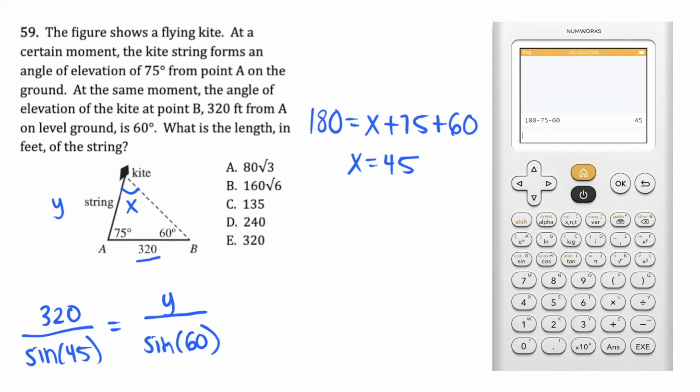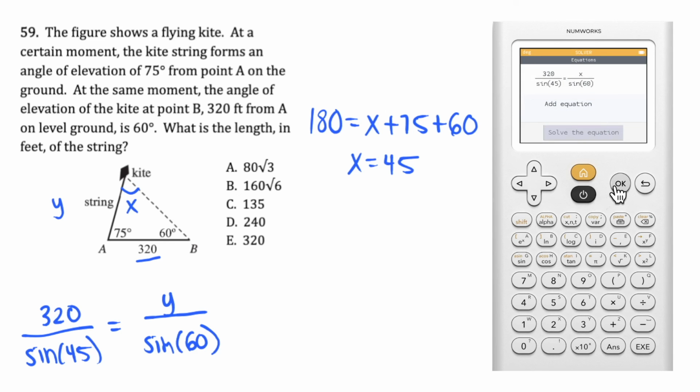Back in our NumWorks graphing calculator, we can now solve this equation using our equations application. Going back to our home screen, we're going to go into our solver. We also want to verify that we are in degree mode, which we are. We can now create an equation using an empty template. I have 320 divided by the sine of 45 is equal to, and for my variable you can use x or y, I'm just going to use x in this case to make it easier, divided by the sine of 60.